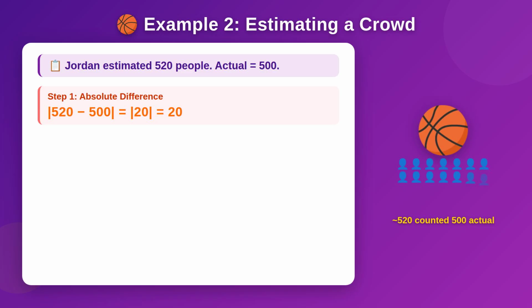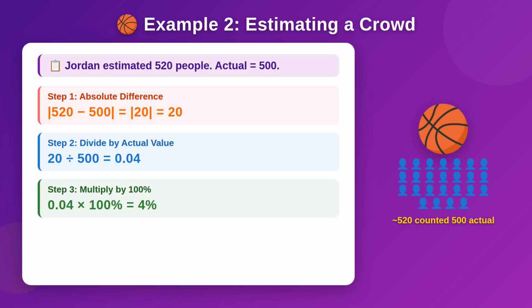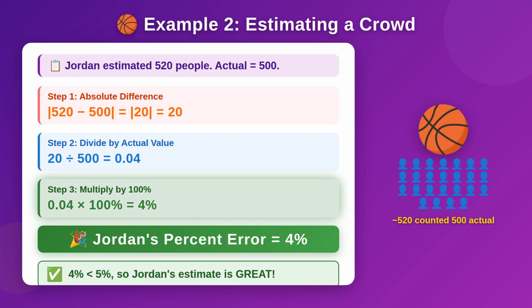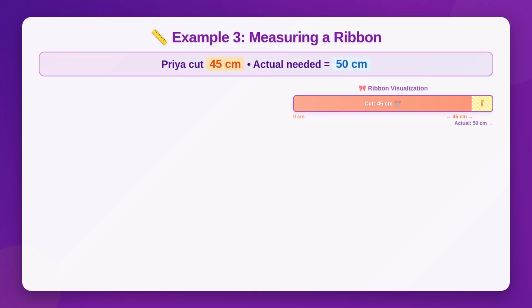That's a key insight. Here's a fun one. Jordan estimates there are 520 people at a school basketball game. The actual attendance was 500. Let's find the percent error. Step 1. Absolute difference. 520 minus 500 equals 20. Absolute value of 20 is just 20. Step 2. Divide by the actual value. 20 divided by 500 equals 0.04. Step 3. Multiply by 100%. 0.04 times 100 equals 4. Jordan's percent error is 4%. Pretty close estimate for a crowded gym. Jordan's counting skills are solid. This is under 5%, so we'd call that a great estimate.